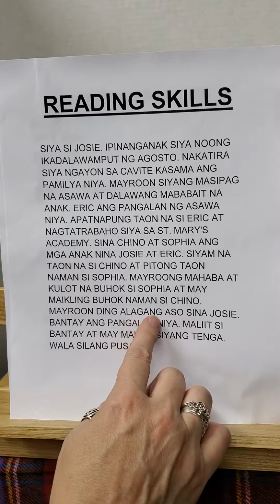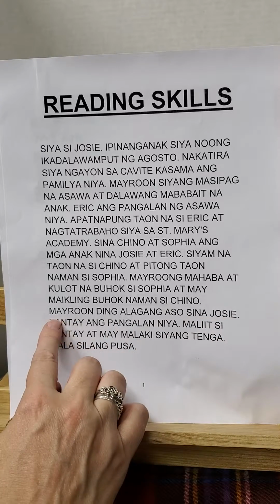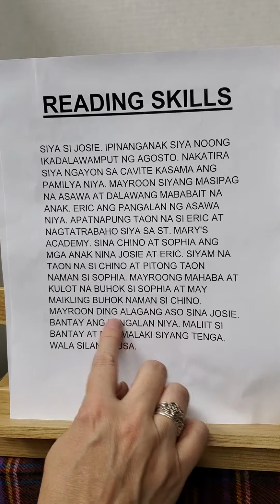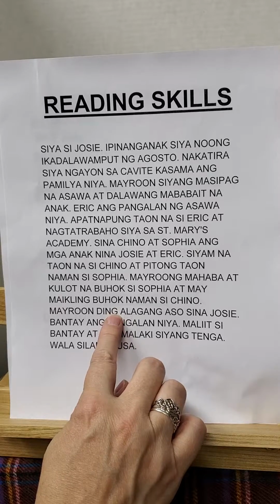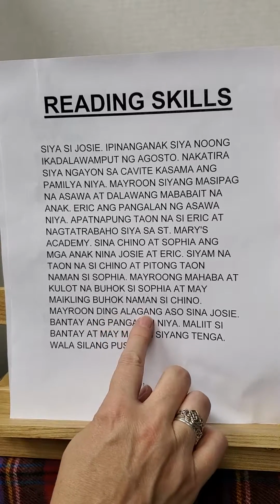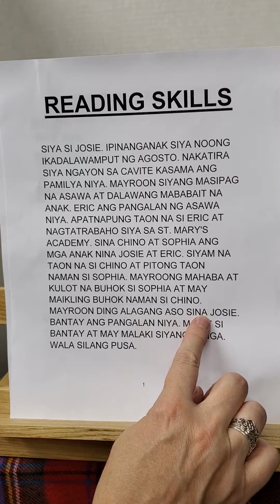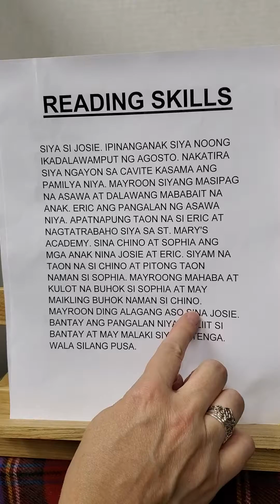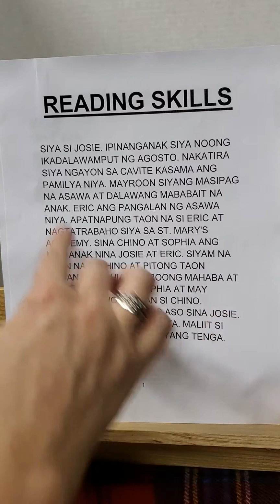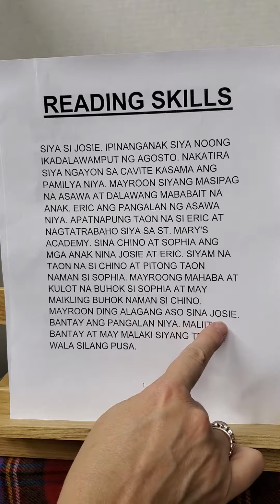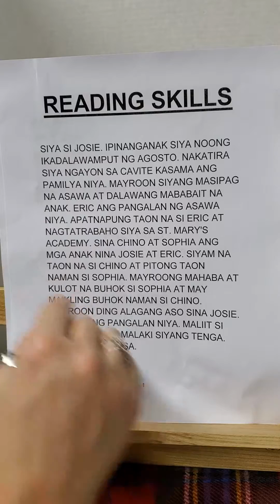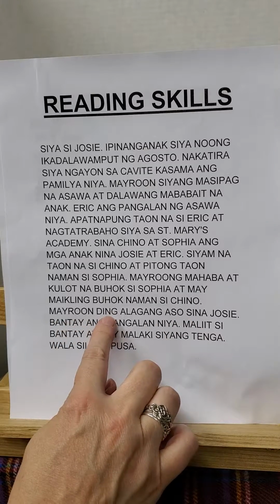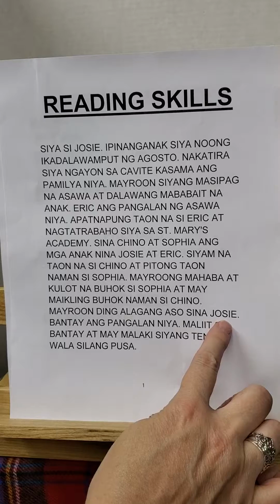Mayroon ding alagang aso sina Josie. So mayroon is have, rin also. To connect also with the next word, you have to have the connector G, right? Because this ends with an N, so you just add a G. Pet, dog. Sina Josie. Now, just because there's a Sina there, you know that there's one or more names. Well, there's 4 in this family, right? So Sina Josie means Josie's family, because we're talking about Josie to begin with. So there's Josie, her husband Eric, and the 2 children, right?